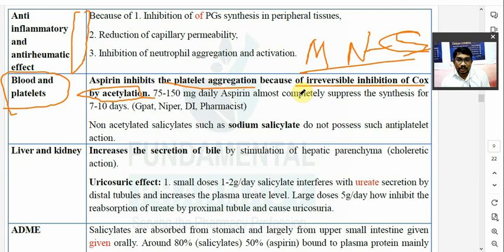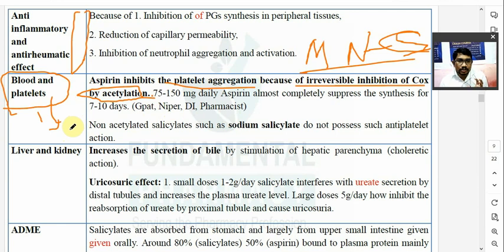in the lower doses like 75 to 150 milligram, or you can say 50 to 150 milligram. 75 is the correct dose. 75 to 150 milligram. But you can say at a lower dose 50, or 40 to 150 or 50 to 150. So it inhibits platelet aggregation and acts as an anti-platelet drug, preventing the formation of thrombus. So aspirin, okay, is an anti-platelet drug.